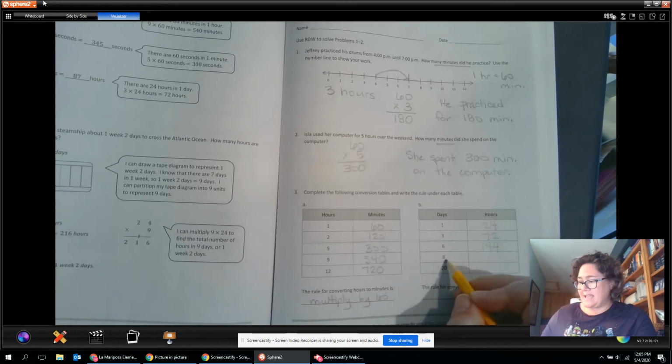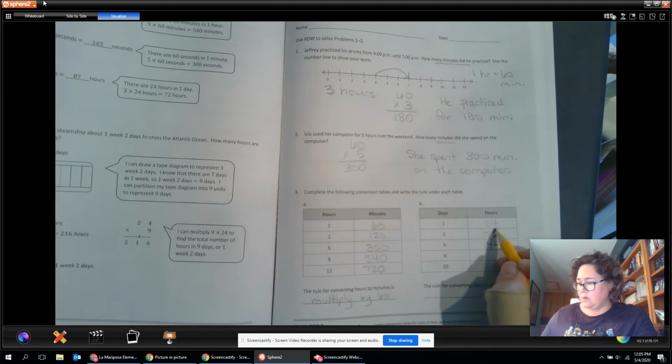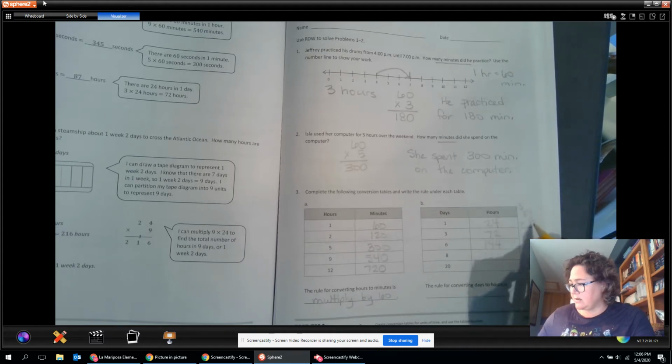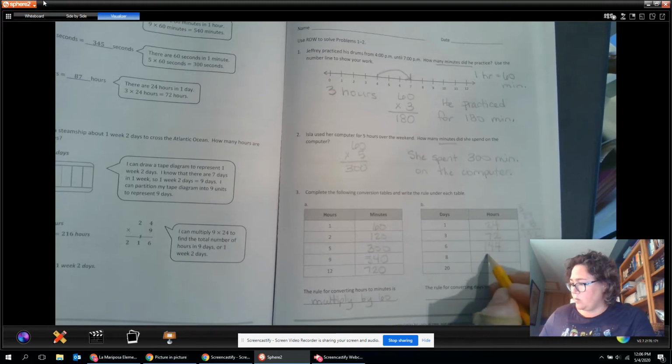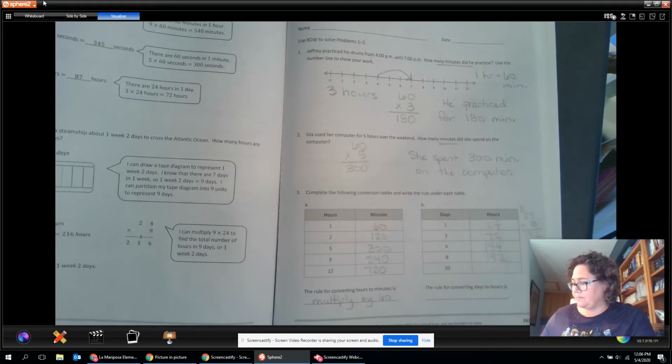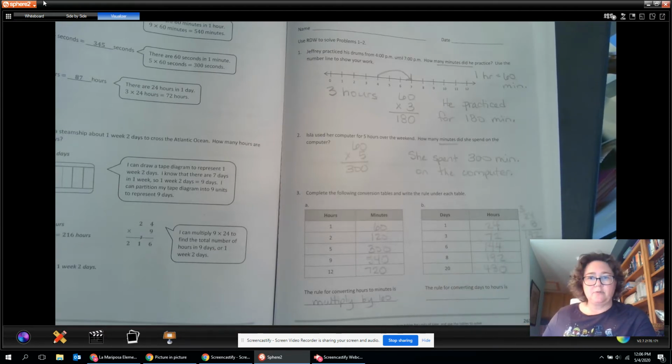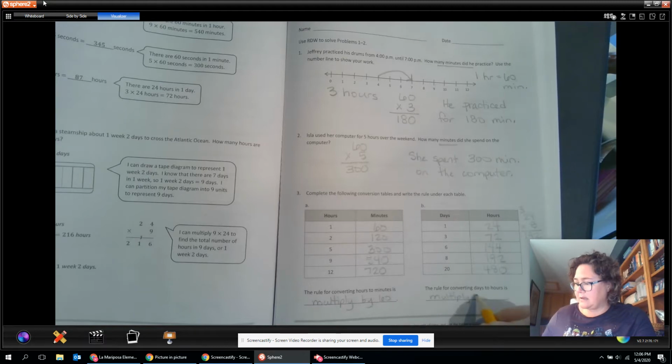If you're doing 8 times 24, let's see, I'm not going to try that one in my head. That's going to be 32, carry that 3, 8 times 2 is 16. That would make 192. And if you're doing 20 times 24, well, 2 times 24 would be 48. And because we're in the tens, I put that 0 to move it over. So this rule is multiply by 24. Okay?